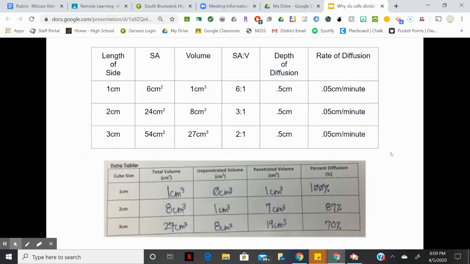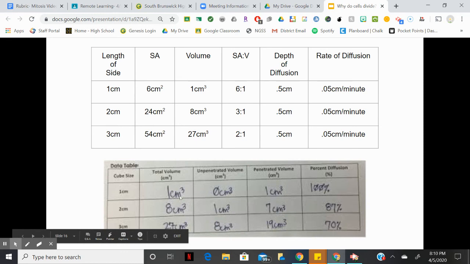So you can do a bunch of calculations to see how efficient the different sized cells are at diffusing, okay? So the 1 centimeter cube, you can calculate the surface area, the volume, the surface area to volume ratio. The depth of diffusion is the same for all of them, and the rate of diffusion, right, it's 0.5 centimeters in 10 minutes, so that means it's 0.05 centimeters per minute. And that never changes, right? But in the smallest cell, that's all you need. You only need 10 minutes for the food particles and the nutrients or whatever it is to get into the cell. In the large cell, 0.5 centimeters in 10 minutes gets you nothing, right? You need a much longer period of time for food particles and nutrients to get into the cell.